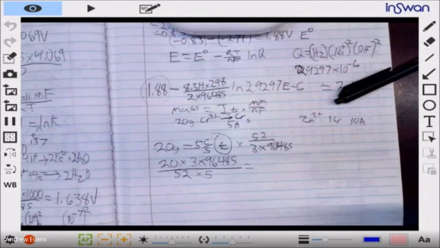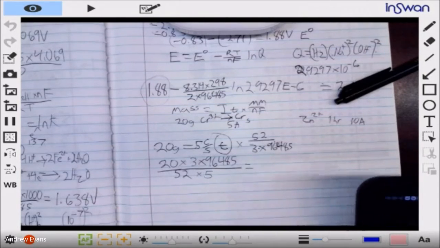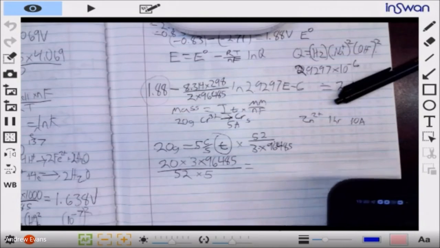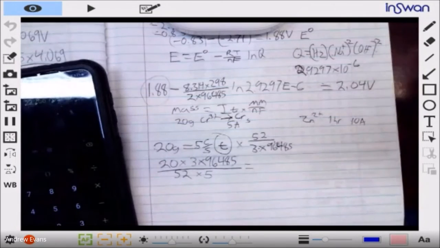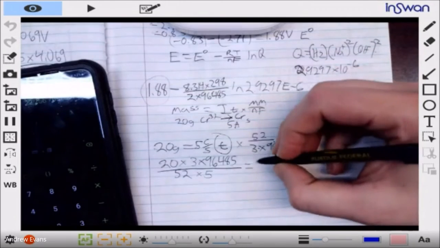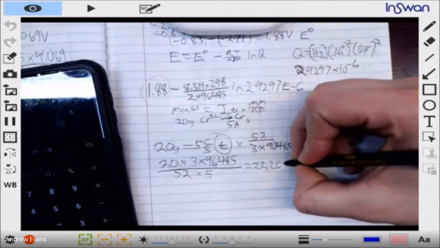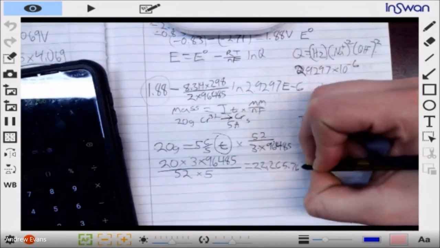How long? So 20 grams is not a whole lot, but it depends on how thick a surface. I'm not going to go into the heavy math that would be, well, now we need to calculate the surface area and the density to figure out what type of thickness. No, we're not going to do that. So how long would this be? 22,265.76 seconds.